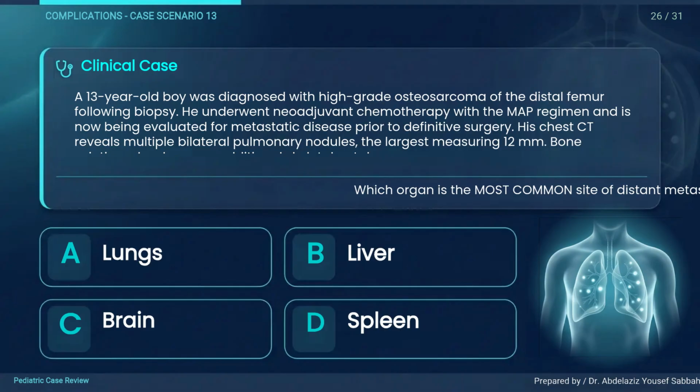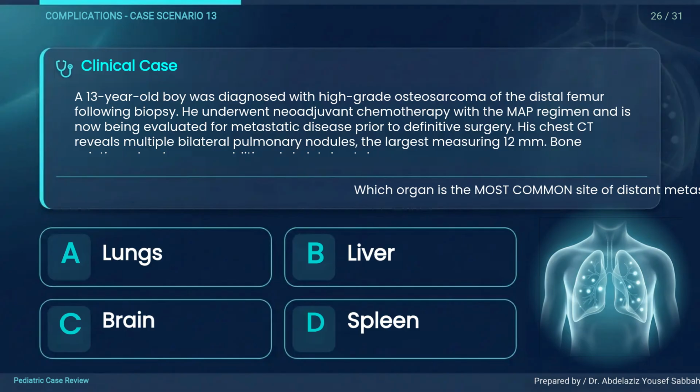A 13-year-old boy was diagnosed with high-grade osteosarcoma of the distal femur following biopsy. He underwent neoadjuvant chemotherapy with the MAP regimen and is now being evaluated for metastatic disease prior to definitive surgery. His chest computed tomography reveals multiple bilateral pulmonary nodules, the largest measuring 12 millimeters. Bone scintigraphy shows no additional skeletal uptake.